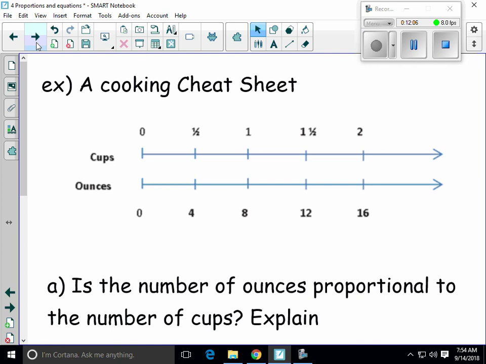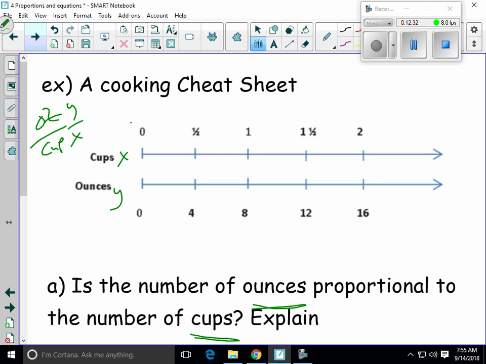And just another look that I want to show you before you try the very last one. If you have a table that looks like this, you're comparing ounces to cups. So ounces over cups, y over x. And you have 0 and 0. You cannot divide by 0 in math. You get an error message. So you're going to start here.